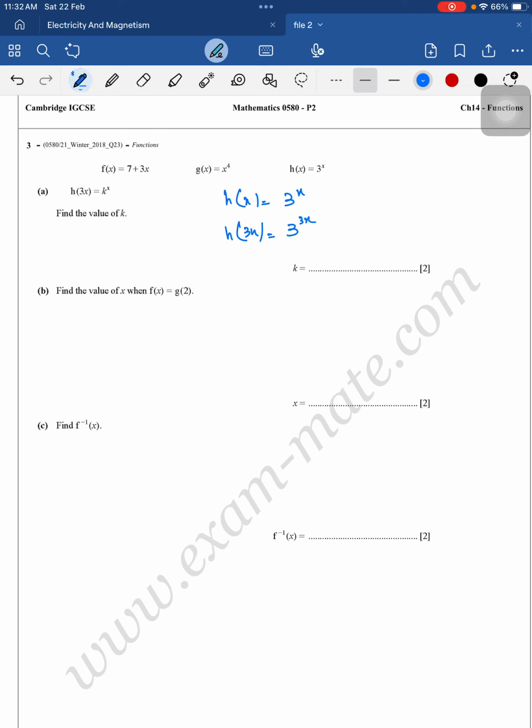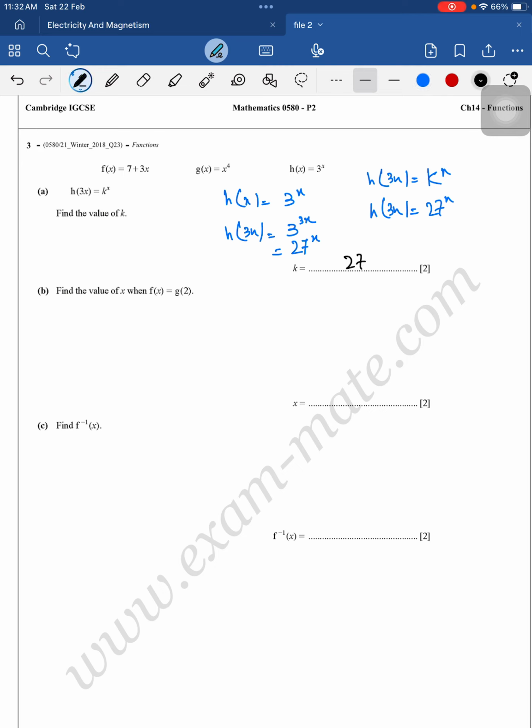3x, right? Now 3 to the power 3 is 27 power x. So if I compare this value, h3 of x is equal to k of x, with h3 of x equal to 27 of x. Let me write it over here: h3 of x is equal to k of x and h3 of x is equal to 27 of x. So what is k? I can see over here it is 27. By comparing, I got the answer of k, that is 27.